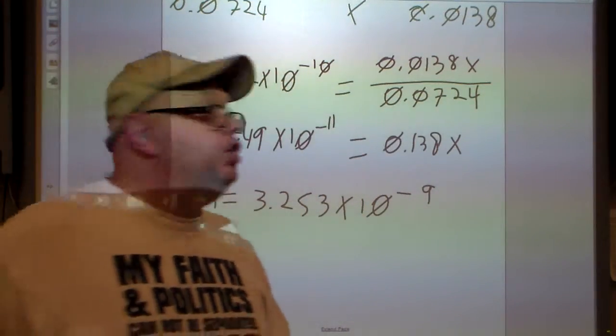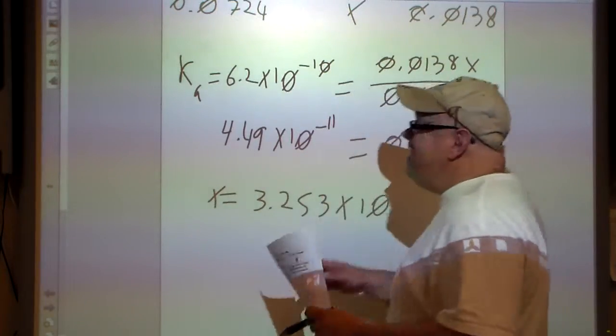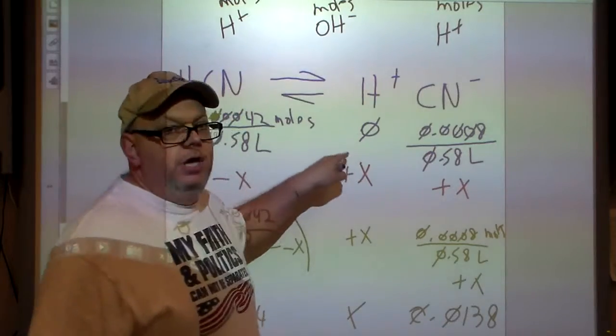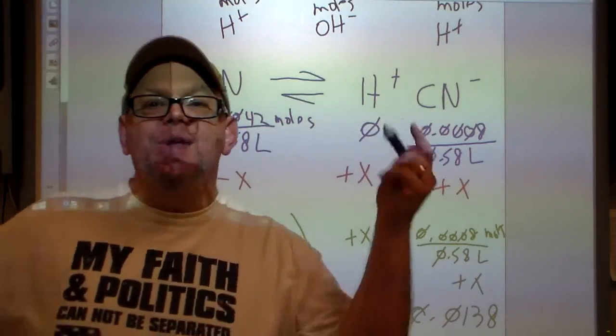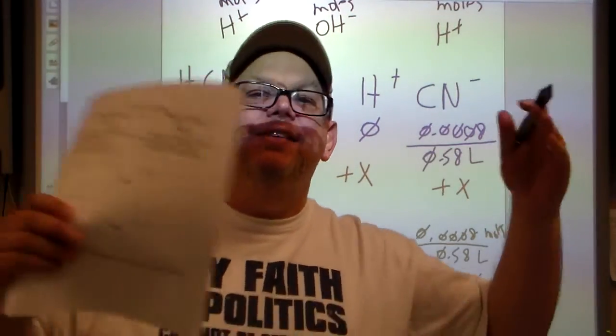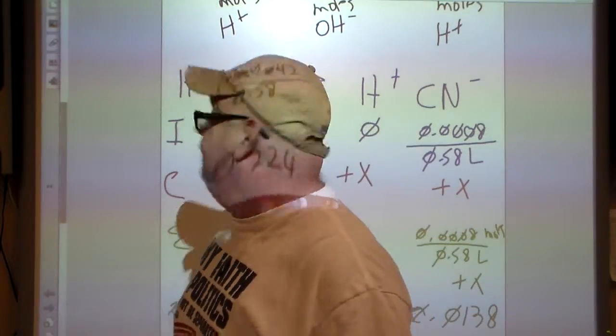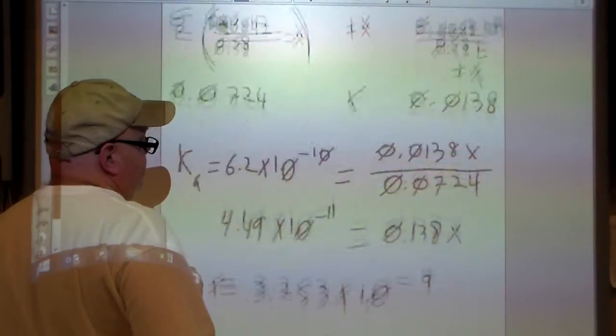That's our concentration of hydrogen ions. That's what we needed to find out here. We needed to find our concentration of hydrogen ions because what's the pH? It's the negative log of the hydrogen concentration. That's what we're looking for. That's why we're going through all this.